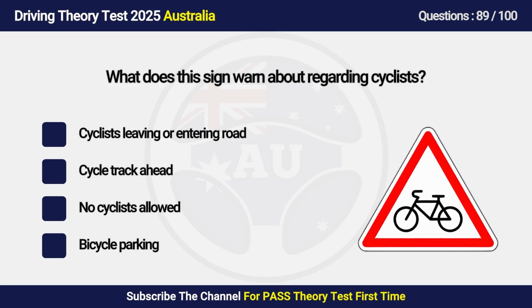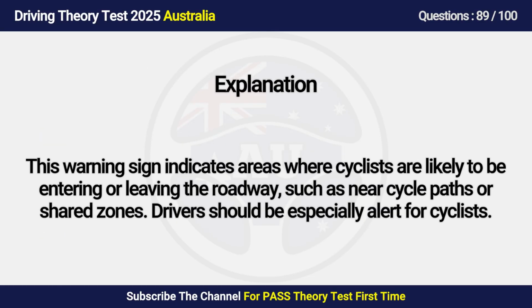A. Cyclists leaving or entering road. B. Cycle track ahead. C. No cyclists allowed. D. Bicycle parking. Answer is A. Cyclists leaving or entering road. This warning sign indicates areas where cyclists are likely to be entering or leaving the roadway, such as near cycle paths or shared zones. Drivers should be especially alert for cyclists.